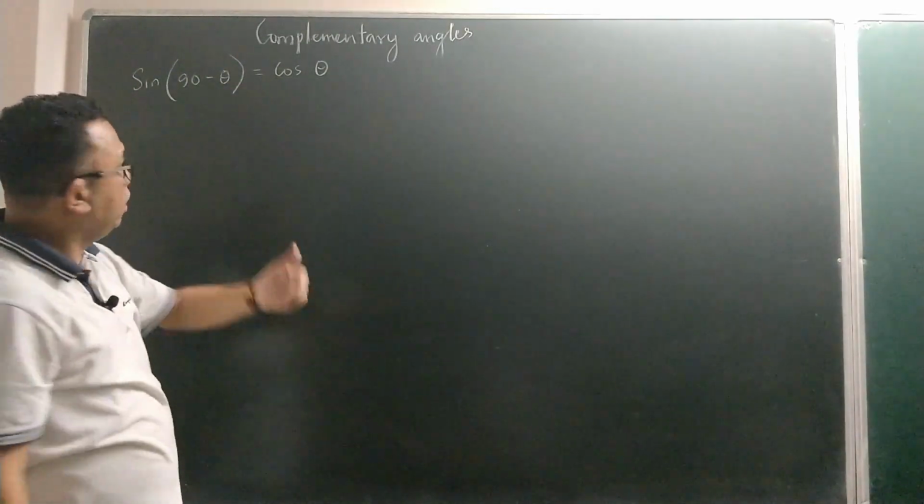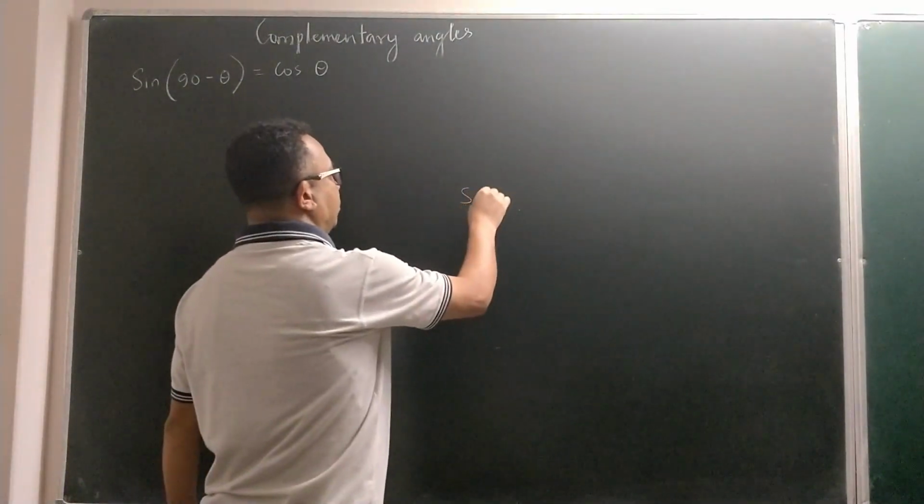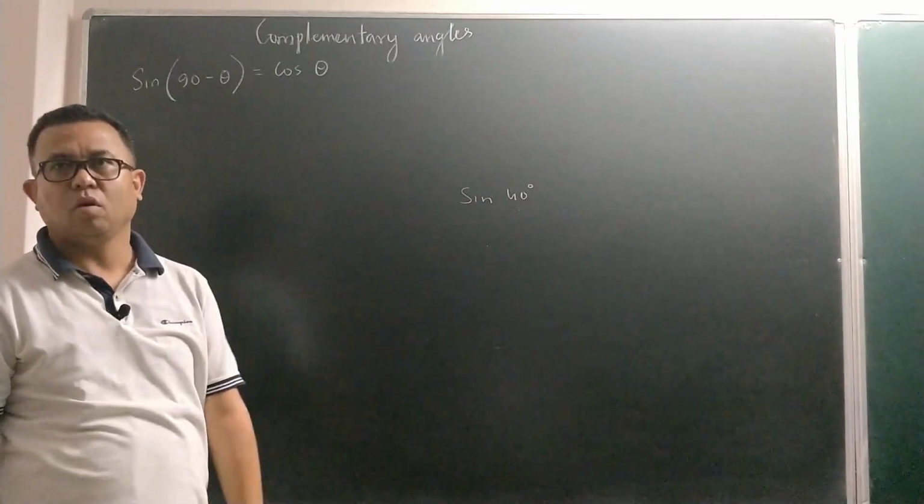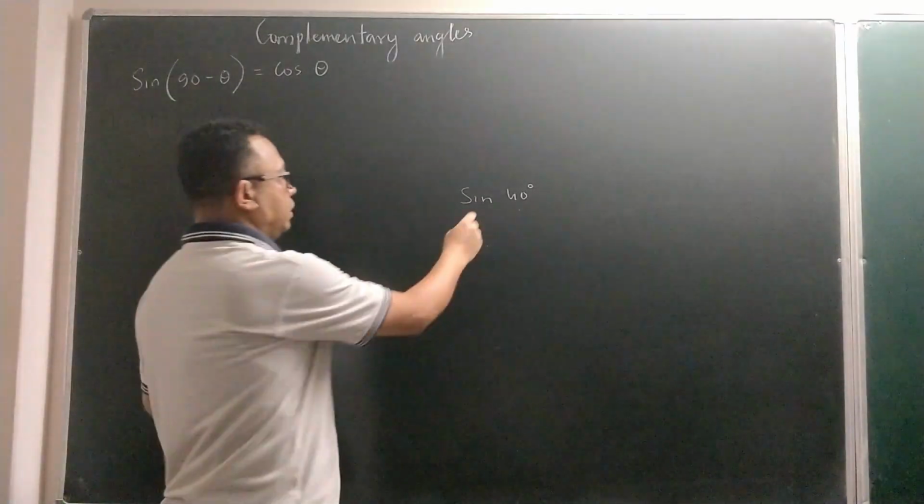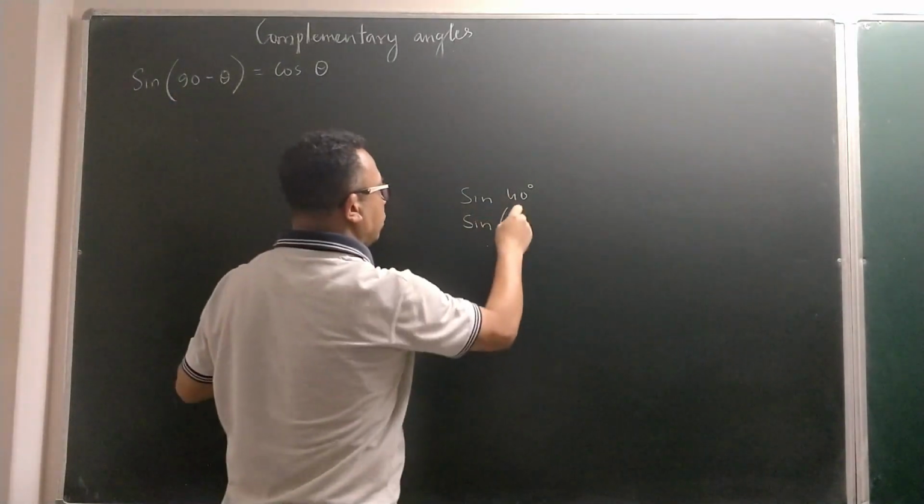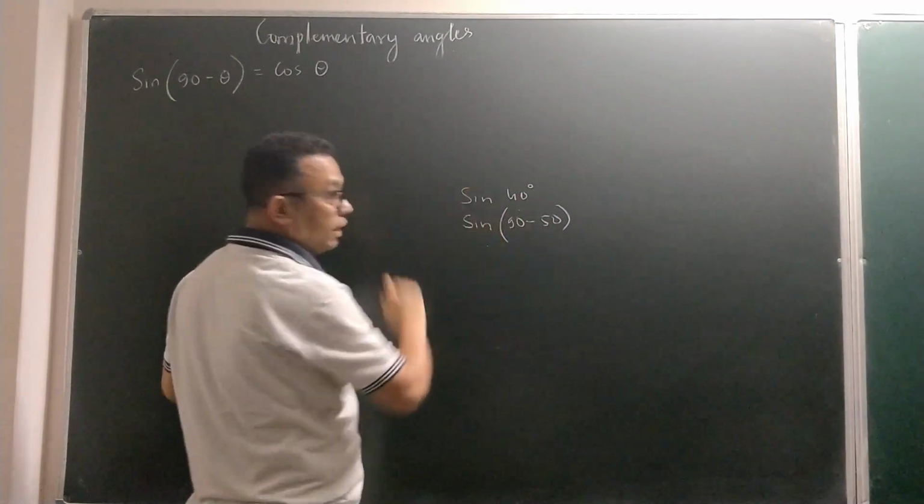Now you may be wondering, what is the meaning of this? Think about sine 40 degrees. How am I going to change this sine 40 into cos? Always change the angle into the form of 90. 40, how to write? 90 minus 50. If I subtract 50 from 90, I will get 40.